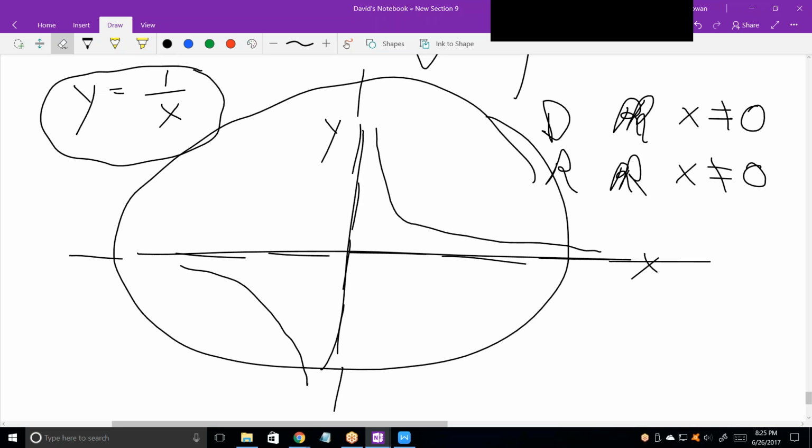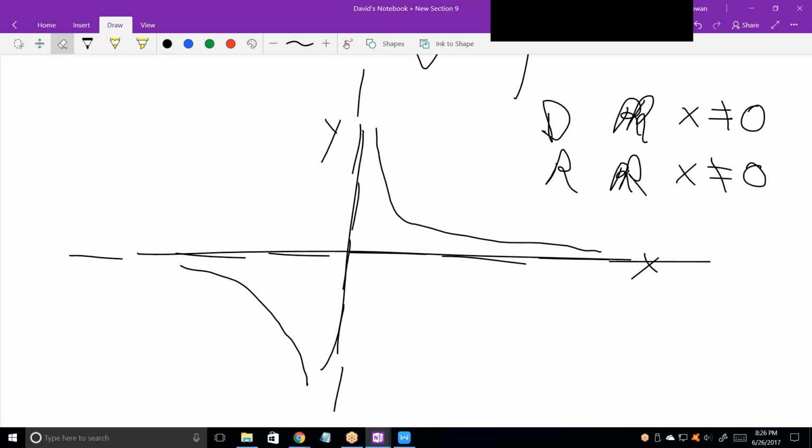In other words, if I erase this function over here and I say, what's the domain? Well, if I'm looking horizontally, I clearly can go all the way to negative infinity in that direction. I can go all the way to positive infinity in that direction. The only thing I can't do is get across this point right here. So the domain is all reals except 0.